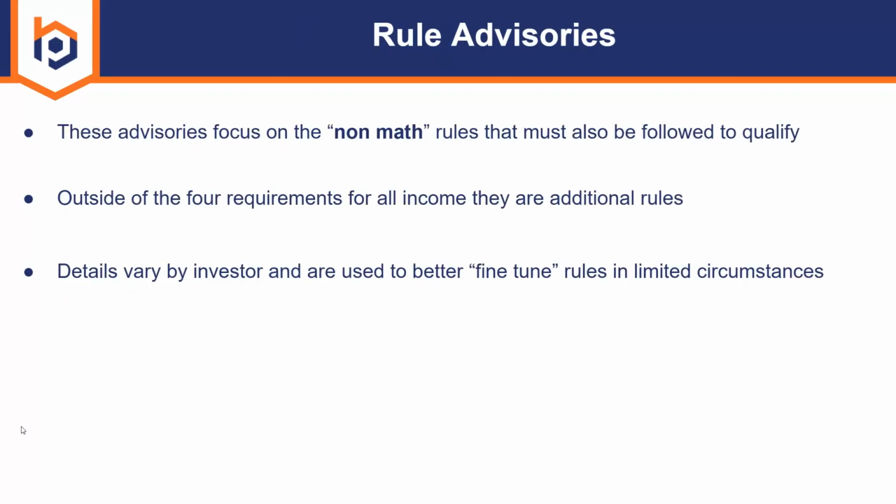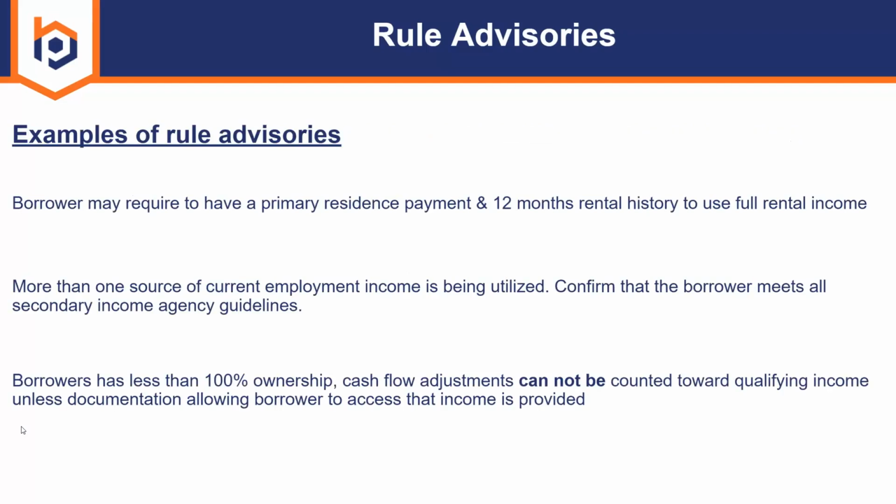These are just the non-math rules that must be followed. They're in addition to the 4 requirements for all income. They're outside of that. They detail by investor and are used to better fine-tune rules in limited circumstances. Examples of these advisories are borrower may have to have a primary residence payment and 12 months rental history for full rental income. That's a Fannie Freddie rule that's in addition to using other rental income and has qualifiers.